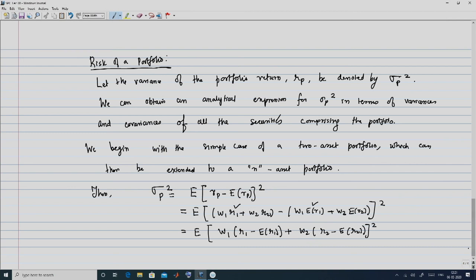square. Now, I combine the terms involving W1 and W2 separately. So, I will get the expected value of W1 into R1 minus E of R1, plus W2 into R2 minus E of R2, square. All right. So, now this can be rewritten as the expected value of W1 square R1 minus E of R1 square, plus W2 square R2 minus E of R2 square, plus twice W1 W2 into R1 minus E of R1 into R2 minus E of R2.